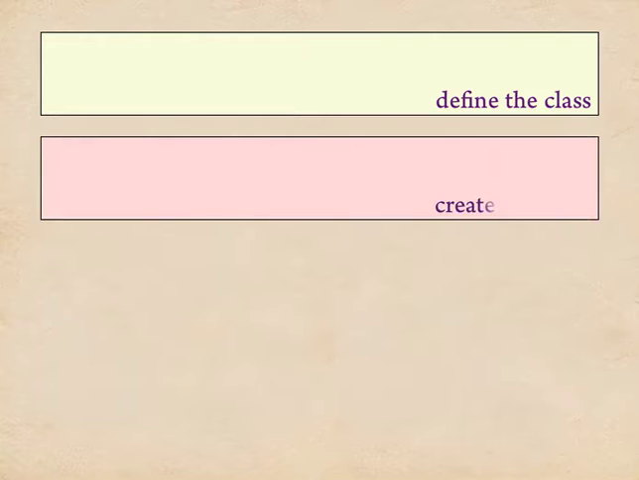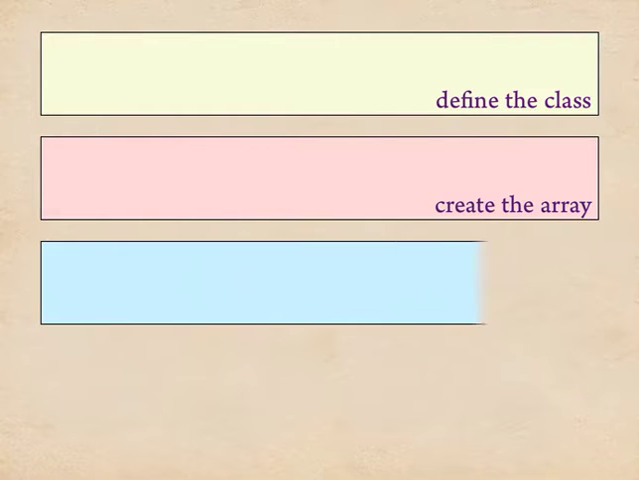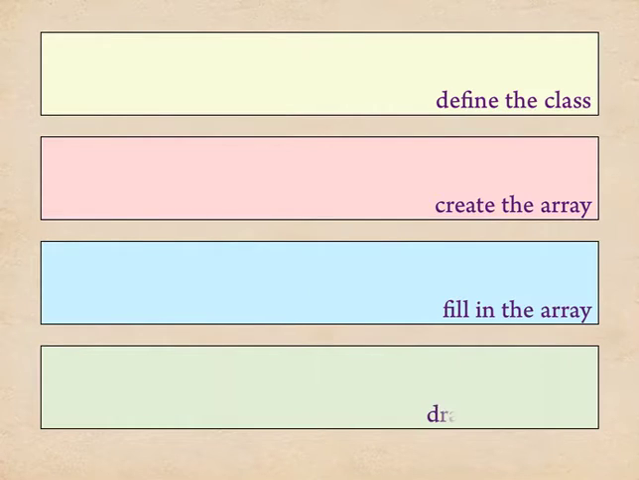As always, the first thing we need to do somewhere is define the class. Then we create the array. This doesn't fill in the elements of the array yet, it just defines it. Then we fill it in, and then we can do something with the array. Say we'll draw all the cars. So let's fill in the boxes.